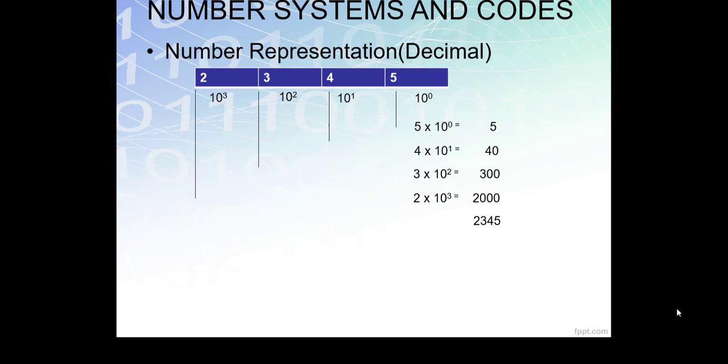So once you are reading the number without positional weight, you have to read as 2, 3, 4, 5.